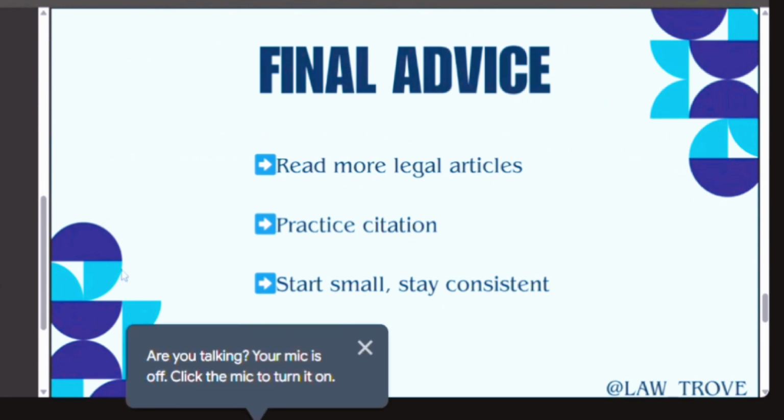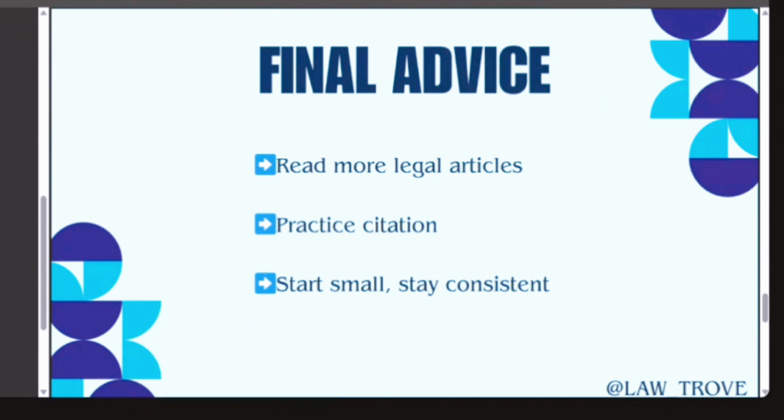Then the final advice for you all is to read more legal articles and practice citation. Citation is a skill, and you can acquire it only by practicing. So practice citation, and try to follow one citation method throughout, so it will be easier for you to understand it, right? And start small, stay consistent. Consistency is the key everywhere, I would say.